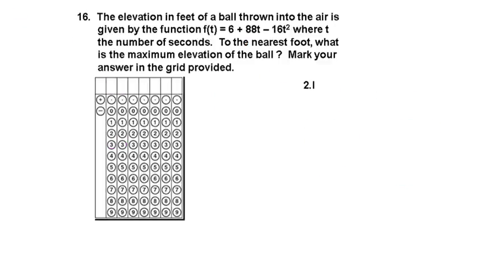Next, 16. The elevation in feet of a ball thrown in the air is given by the function f(t) equals 6 plus 8t minus 16t squared, where t is the number of seconds, to the nearest foot. What is the maximum elevation of the ball? Mark your answer in the grid provided.